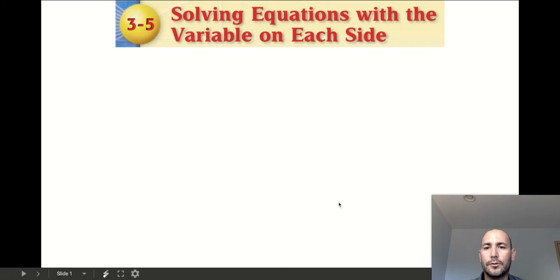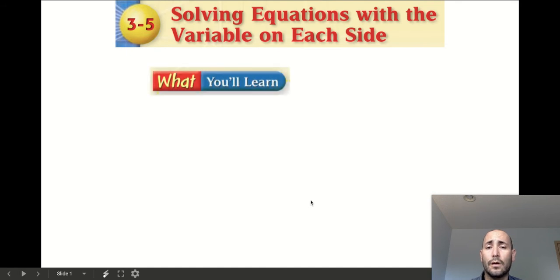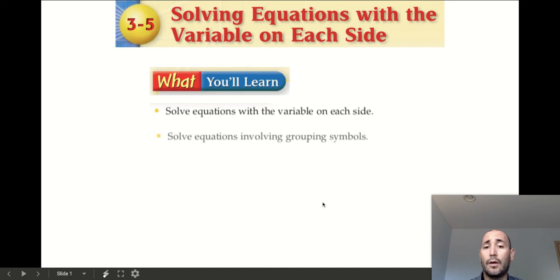All right, welcome to Chapter 3, Lesson 5. We're going to be working on solving equations with a variable on each side. So, the basics of what we're going to learn in today's lesson is how to solve equations with a variable on each side, and how to solve equations involving grouping symbols, such as parentheses. One vocabulary term that you want to keep in mind is an identity.